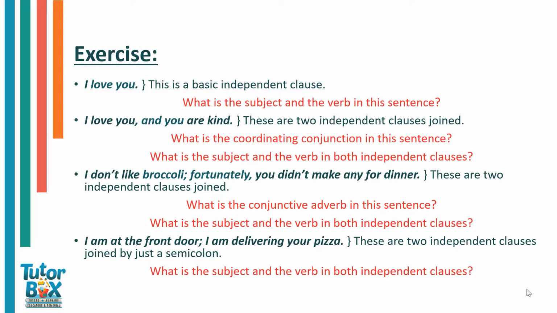The first independent clause would be I am at the front door. The second independent clause would be I am delivering your pizza. This is because I can say both these sentences separately but still make sense. So therefore there are two independent clauses that are joined together by the semicolon.